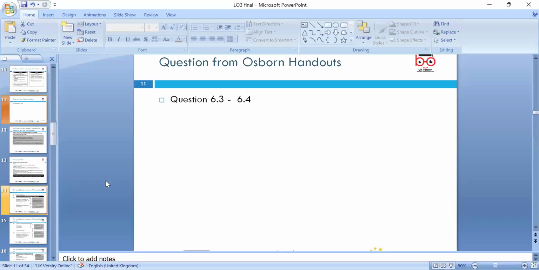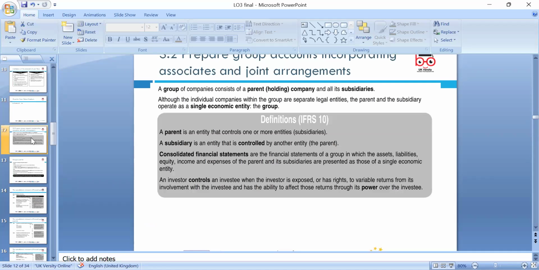Now we can look at the second element, which is 3.2. A group consists of the parent and the subsidiaries, which we had a discussion about earlier. We can look at the parent and subsidiary company.